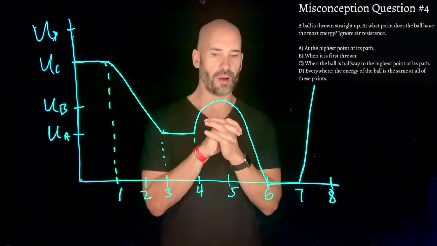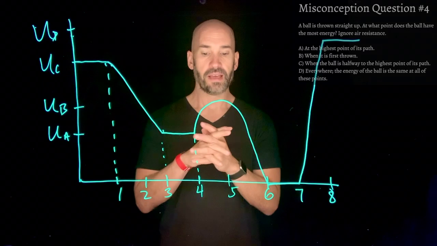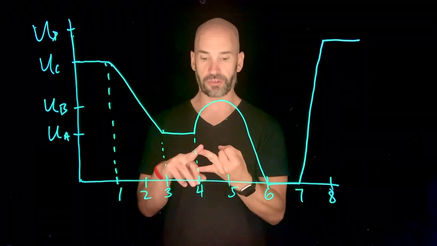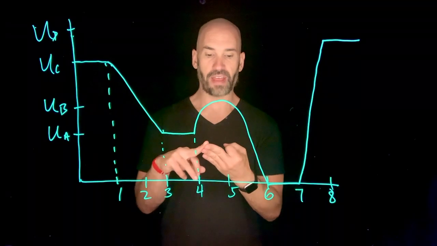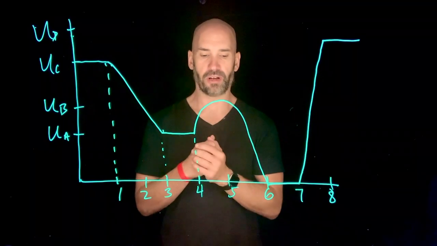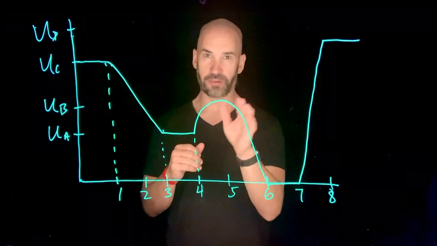And the question is, a ball is thrown straight up. At what point does the ball have the most energy? A, at the highest point of its path. B, when it is first thrown. C, when the ball is halfway to the highest point of its path. Or D, everywhere. The energy of the ball is the same at all of these points. And the problem says, ignore air resistance.